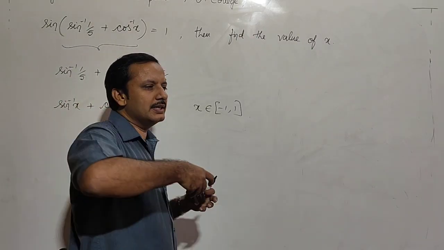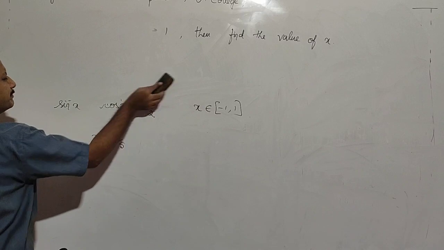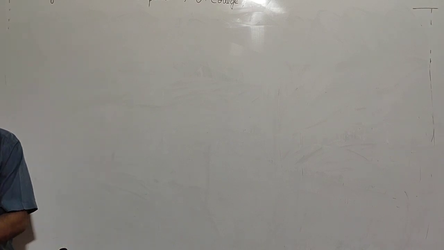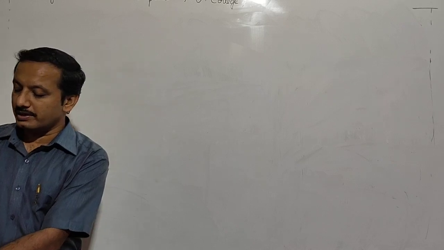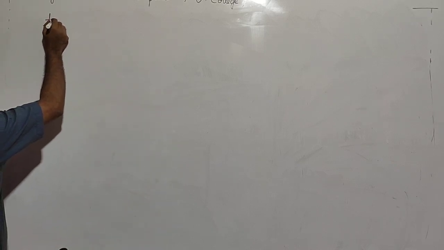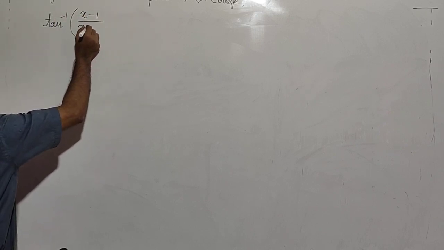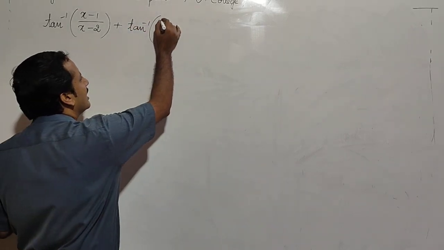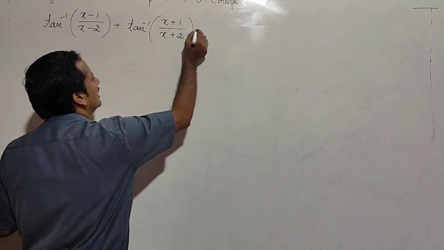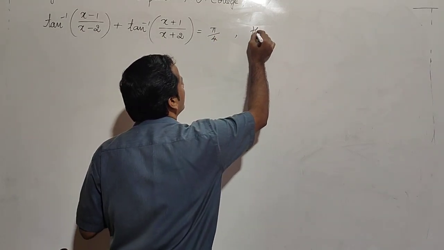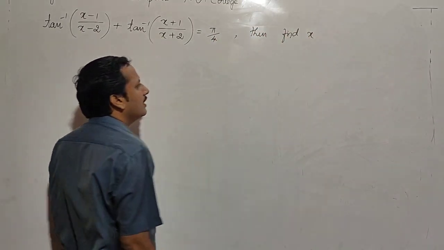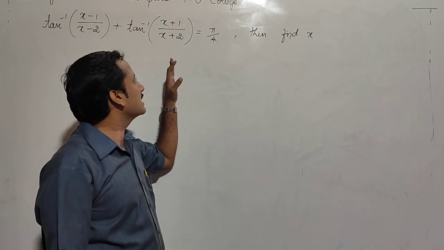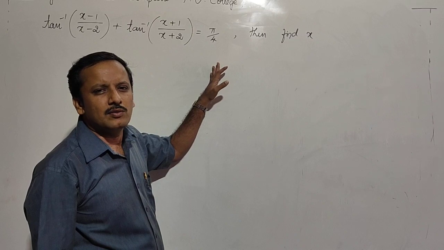Now let us go to the next question. If tan inverse of x minus 1 divided by x minus 2 plus tan inverse of x plus 1 divided by x plus 2 is equal to pi by 4, then find x. See, here also they have given one equation, tan inverse of x minus 1 by x minus 2 plus tan inverse of x plus 1 by x plus 2 is equal to pi by 4. Then what is the value of x?